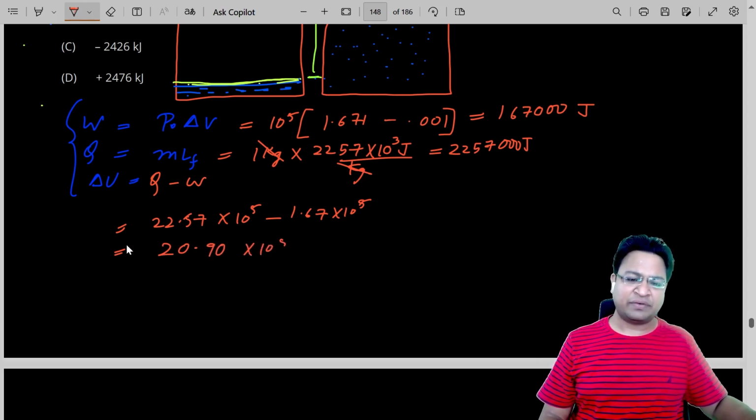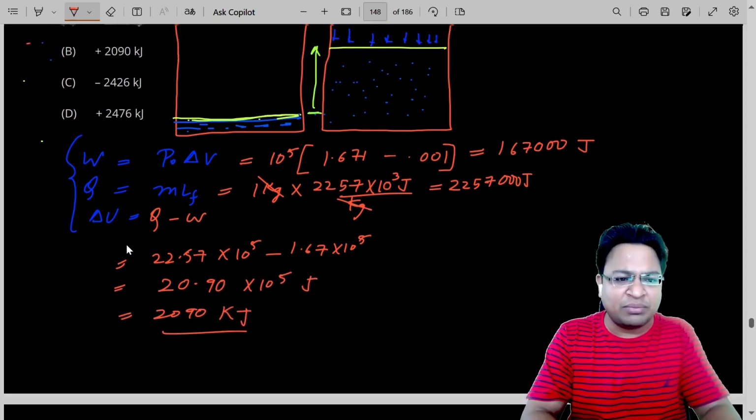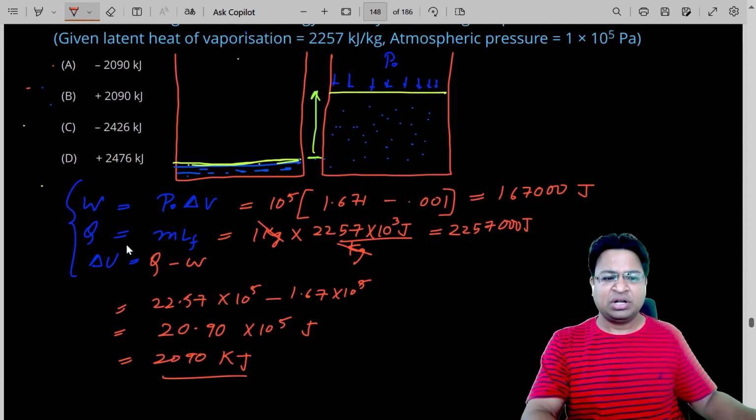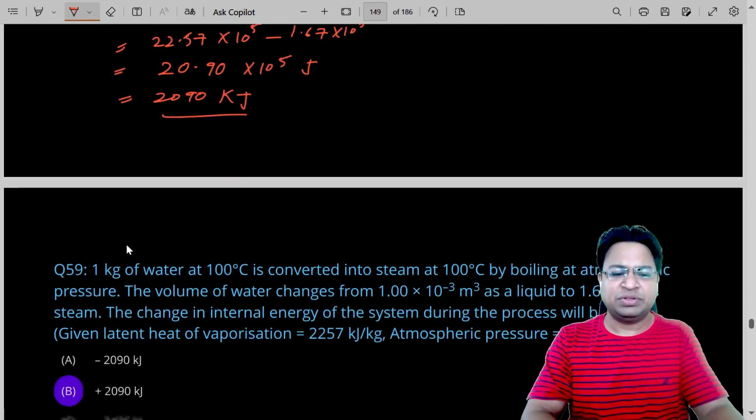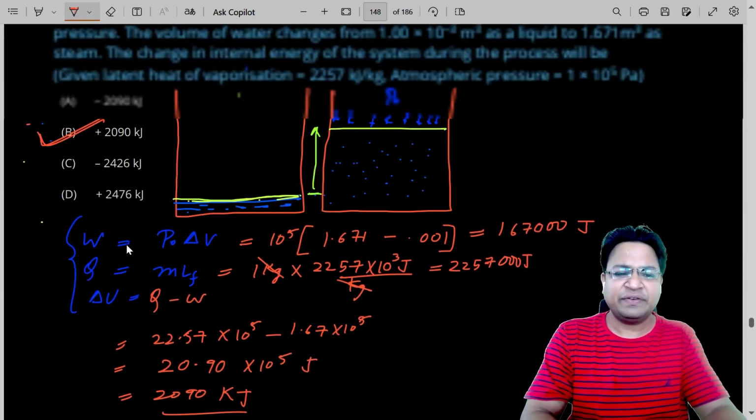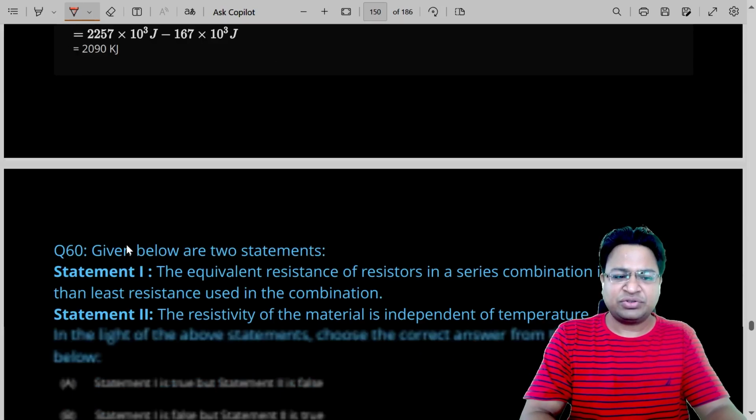20.90 into 10 raised to power 5, or you can say 2090 kilojoules. Okay, 2090. So I'm looking for a number which is close to, I got the exact number actually, and this is positive. So option B should be the right answer here. All right, got this, everyone? We understood the solution completely.